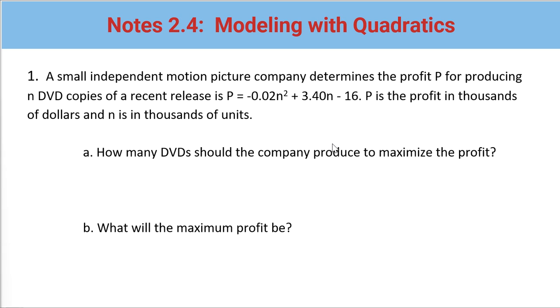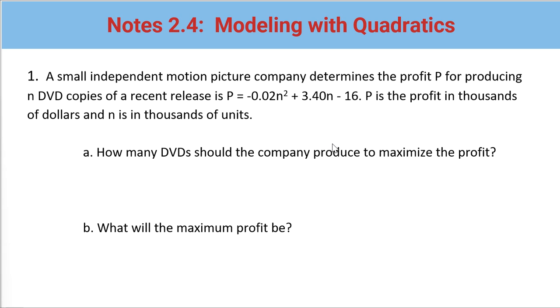A small independent motion picture company determines the profit P for producing N DVDs of a recent release is P equals negative 0.02 N squared plus 3.40 N minus 16. And that P is going to be in thousands of dollars and N is going to be in thousands of units. So a little bit of a dated problem here. We don't really do DVDs much anymore. But how many DVDs should the company produce to maximize the profit?